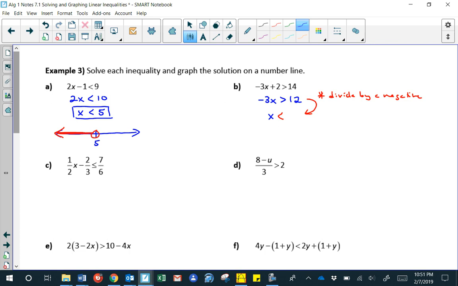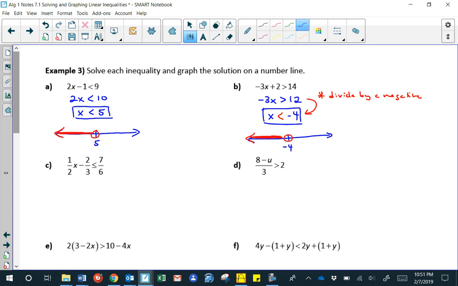So if we divide our left side by -3, we get x by itself. If we divide the right side by -3, we get -4. So that is the solution to the inequality. x is less than -4, and its number line representation or graph is the number -4 graphed with an open circle and then shade to the left of -4.